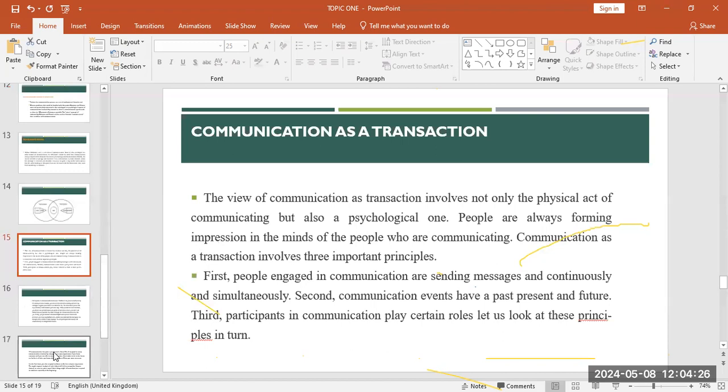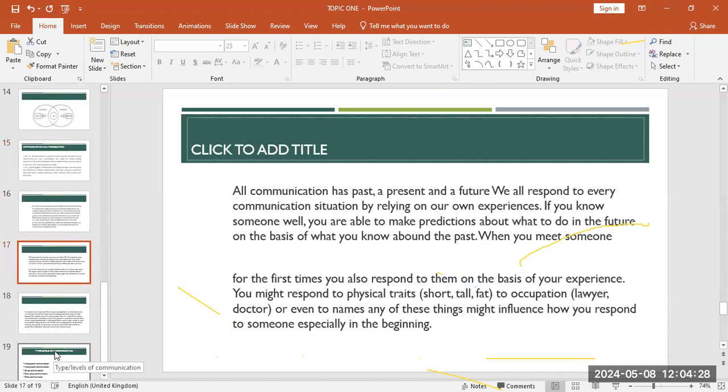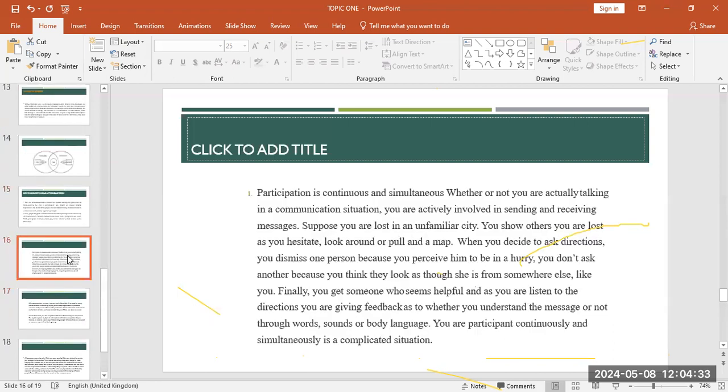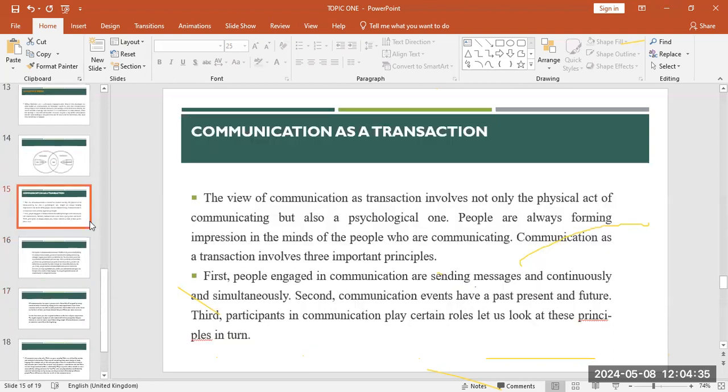So then we look at communication as a transaction. The view of communication as a transaction involves not only the physical act of communicating, but also a psychological one. People are always forming impressions in the minds of the people who are communicating.